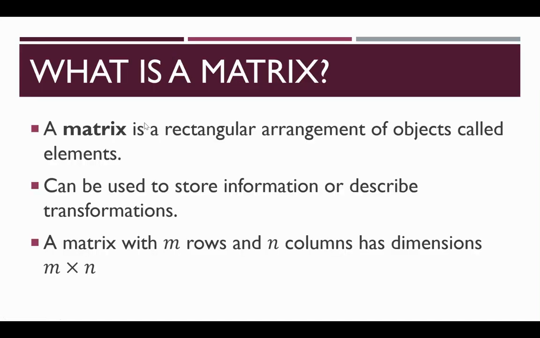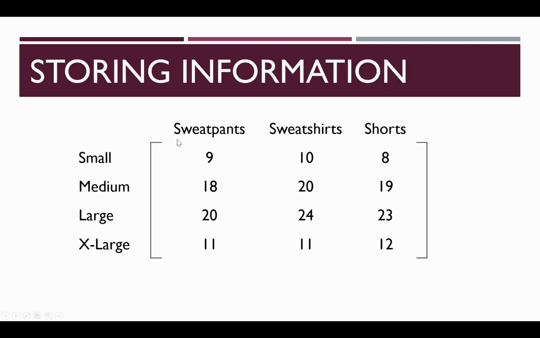We'll see. So a matrix is a rectangular arrangement of objects. We call these objects elements. We've heard that term before. They can be used to store information or describe transformations. A matrix with m rows and n columns has the dimensions m by n. And so we look at rows and columns. We can describe our matrices in that way.